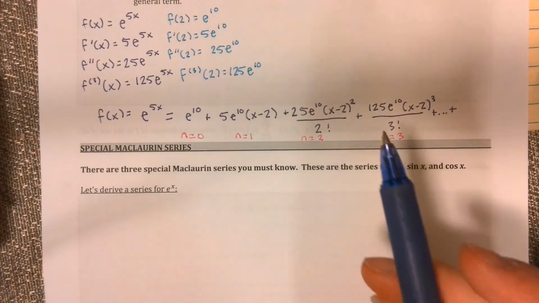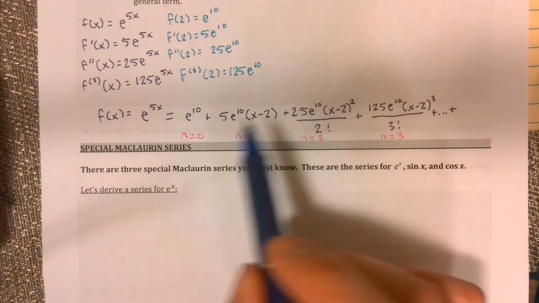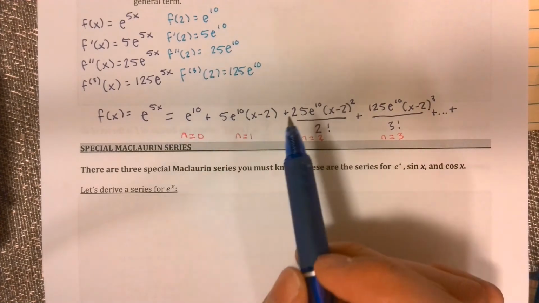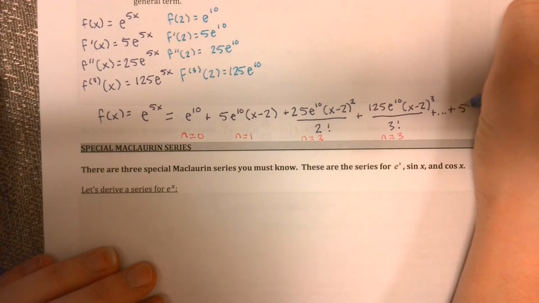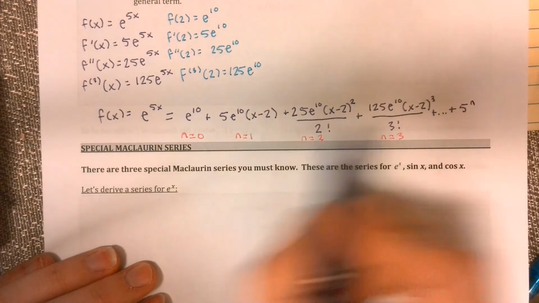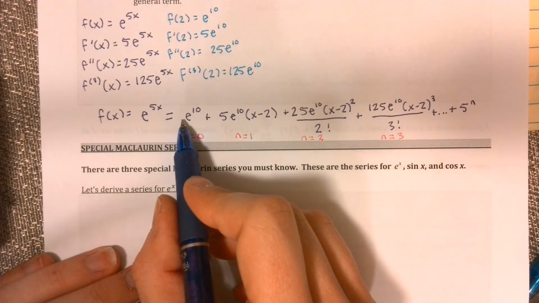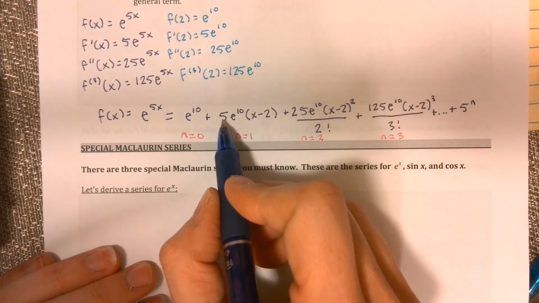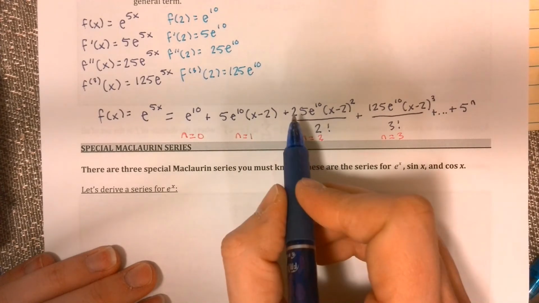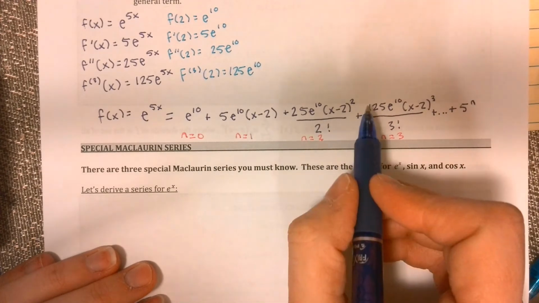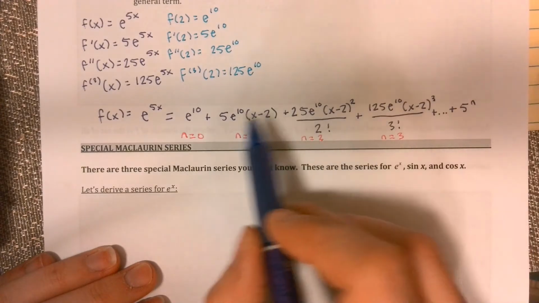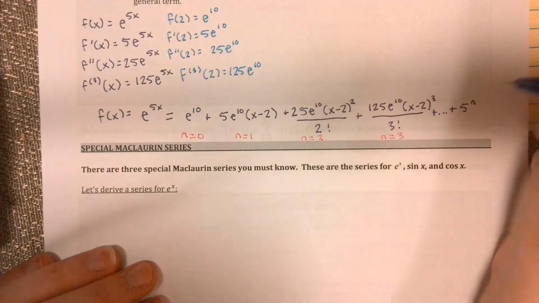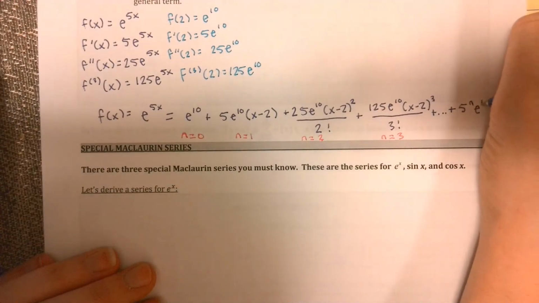So one thing I notice is that every time I have a new term, I multiply by another 5. So I have 5 to the n. So 5 to the 0 is 1, which is why I have no 5s here. 5 to the 1 is 5. 5 squared is 25. 5 cubed is 125. I notice that I always have an e to the 10th. That doesn't seem to matter, so I will make sure to multiply my general term by e to the 10th.